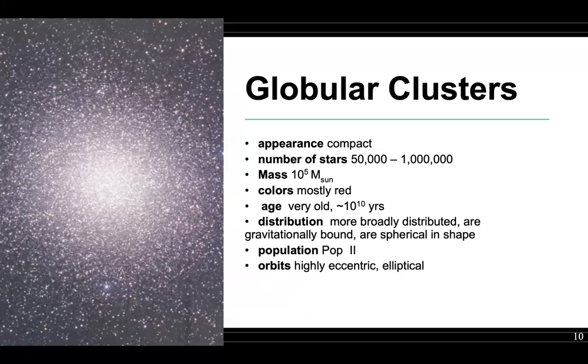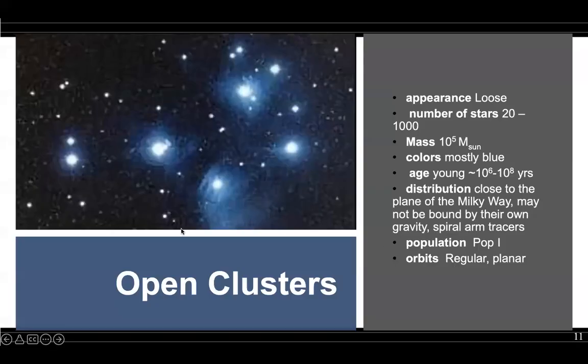They are all going around the center, right? So these are basically stars which have formed a long time back, and they have relaxed into a globular structure, right? While the open clusters are found in the disk of our Milky Way.